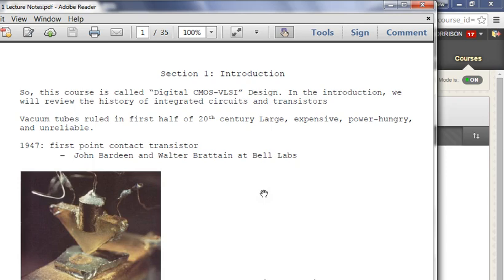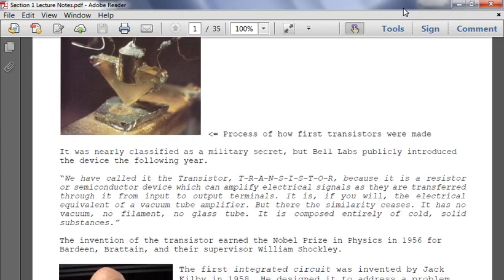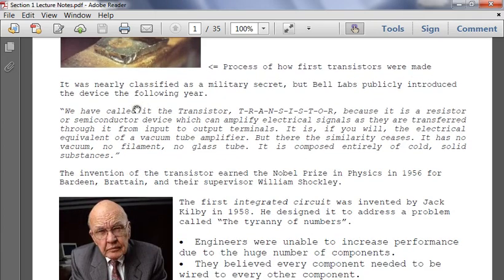Okay, so this is CMOS. This is a picture of an example of the very first point contact transistors developed at Bell Labs. The two people who developed it, John Bardeen and Walter Brattain, won the Nobel Prize for designing it. In the act, it almost became a classified military secret. But they decided to publicly introduce it. And in the actual wording from the paper, they said, we have called it the transistor, and they actually spelled out transistor, even though the word is right next to it, because people apparently can't spell the words they just read.